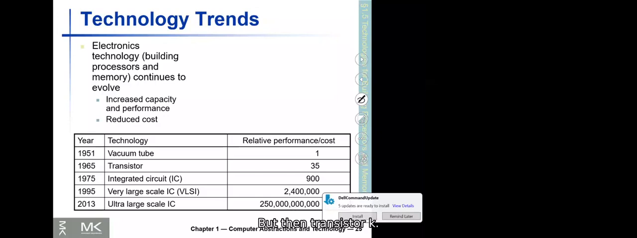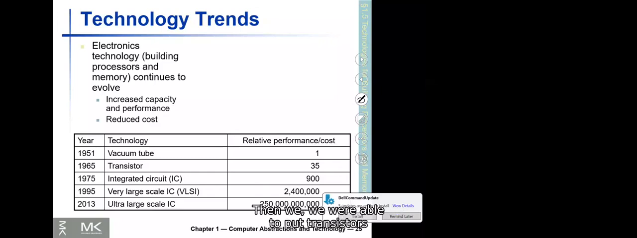But then the transistor came. After the transistor, the semiconductor era started. So everything is now semiconductor. And there is a relative performance per cost. Cost performance, if we assume that the vacuum tube is 1, then the transistors were 35.